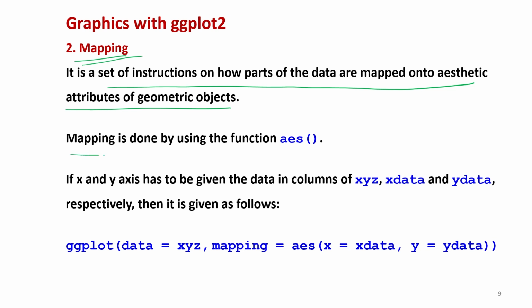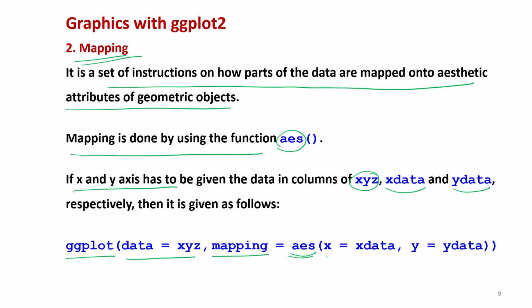And mapping is done using the function aes, which is about aesthetics. So suppose you have a data set in the format of a data frame, say XYZ, and in the data set there is data which has to be plotted on the X and Y axis, and suppose this data is specified as X data and Y data respectively. Then it is given in the ggplot function like this: ggplot(data = XYZ, mapping = aes(x = X data, y = Y data)).